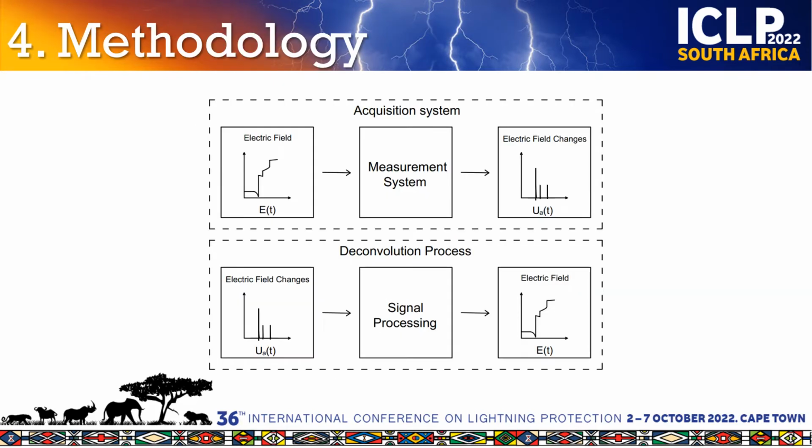Now, I am going to present the methodology of this work. We can see a flow chart. It represents two main blocks. The first one is the acquisition system here. The second one is the convolution process. Basically, the electric field of lightning feeds the measurement system, and the result is the well-known electric field change profiles. The deconvolution process consisted of obtaining the electric field profile from electric field changes by means of signal processing.